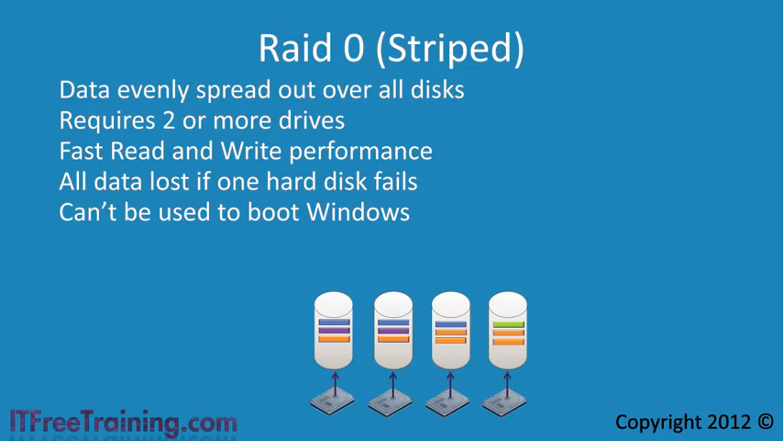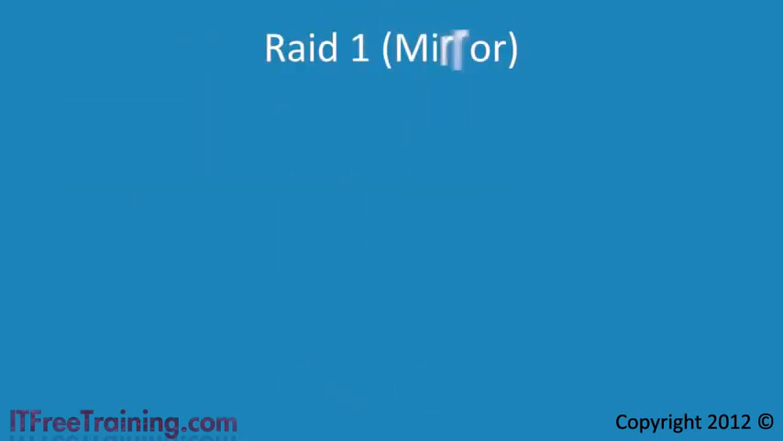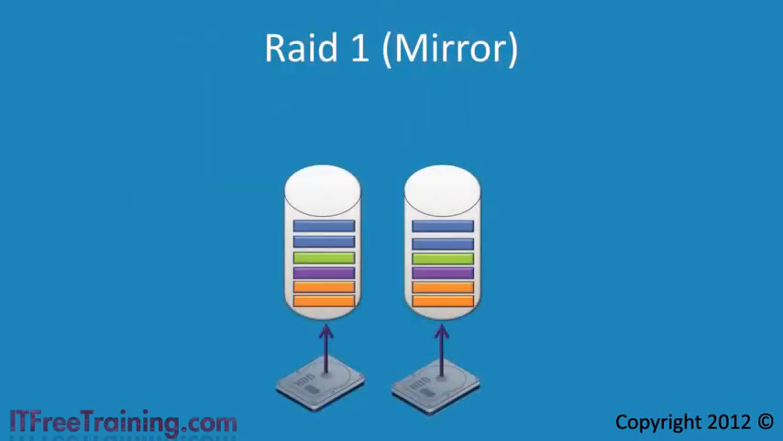If you decide to use RAID 0, remember that all your hard disks in the set must be the same size. If you use hard disks of different sizes, the RAID set size will be a multiple of the smallest hard disk in the set. The additional space on each hard disk will not be used in the RAID 0 set and will remain unallocated space.